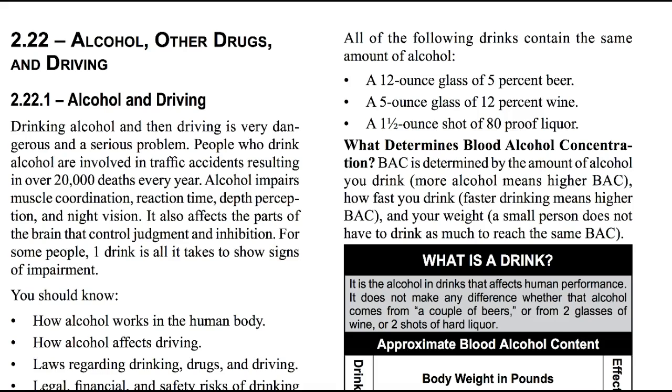What determines blood alcohol concentration, or BAC? It is determined by the amount of alcohol you drink. More alcohol means a higher BAC. How fast you drink. Faster drinking means a higher BAC. And your weight. A small person does not have to drink as much to reach the same BAC as a heavier person.